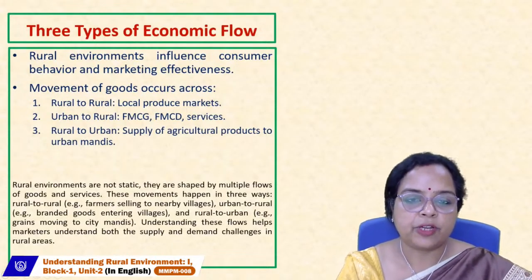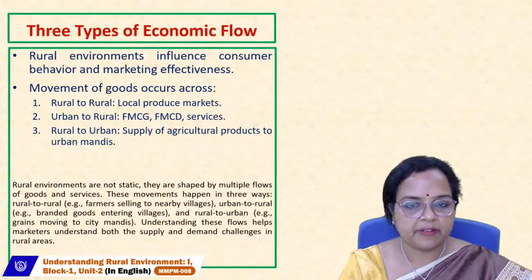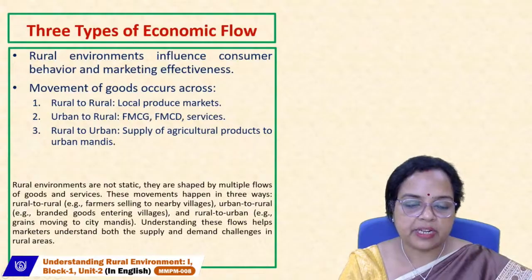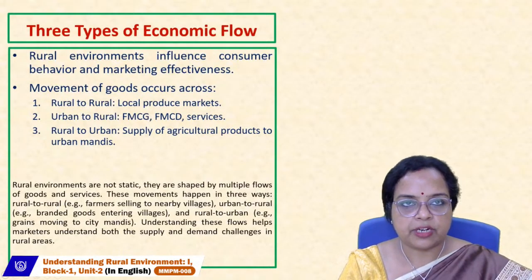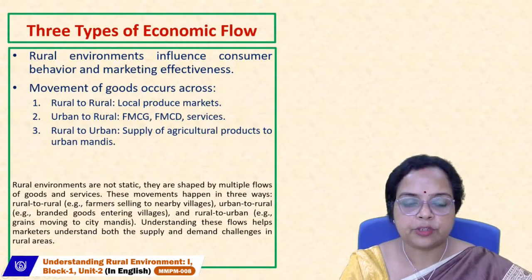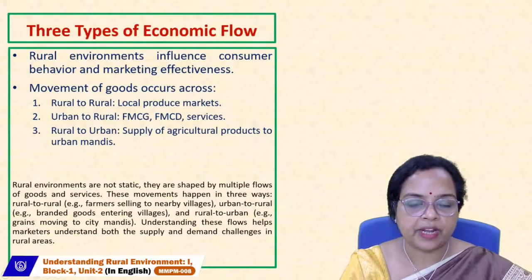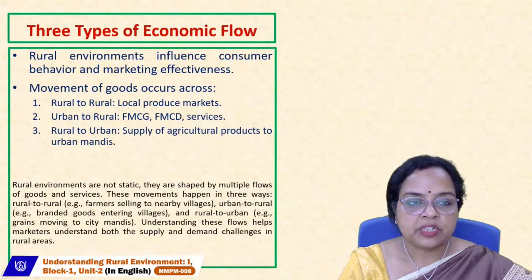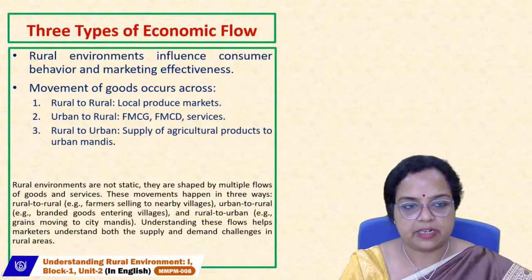The rural environment influences consumer behavior and marketing effectiveness, because we are targeting to do marketing activities in the rural belt of any country. As marketers, we are targeting to introduce our product, to sell our product, to find the consumer, and to understand the need of the consumer. So there are three types of economic flow. Let's understand each flow in detail.